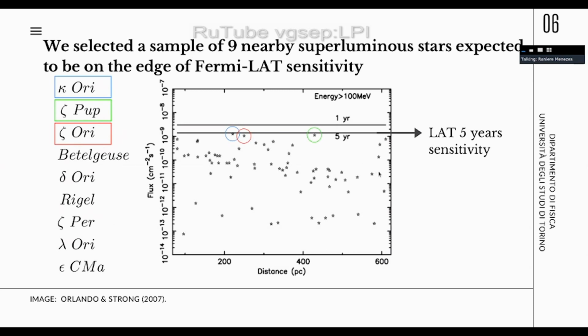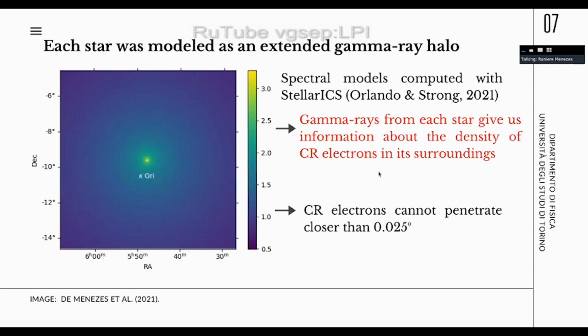Each one of these 9 stars was modeled with an extended map constructed with a software called StellarICS. The gamma rays from each star, as I told you, give us precise information about the cosmic ray electrons in the surroundings of each star. For this model, the cosmic ray electrons cannot penetrate deeper than 0.025 degrees. So this dot in the middle is a bit darker than it should be if there was not this limitation. We are modeling the stars as extended sources, but also as point-like, so we are using these two types of models.